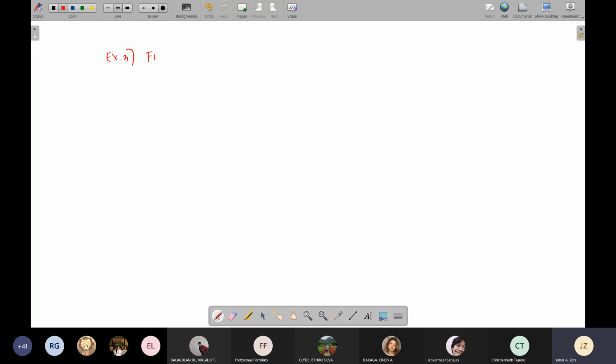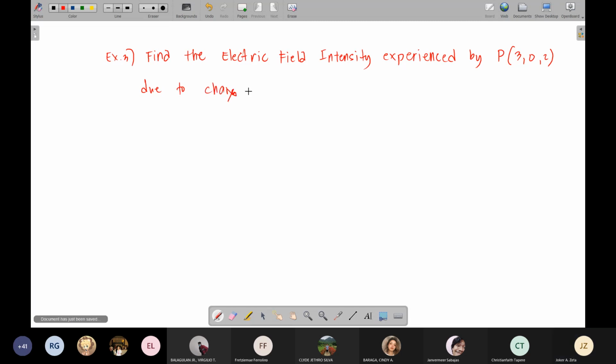Okay, example 3. Find the electric field intensity experienced by point 302 due to charge Q equal to, let's say, 50 nanocoulomb, located at 123 na lang para mas dali.